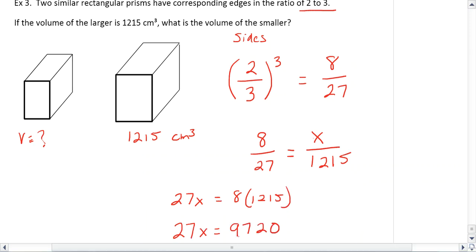When I multiply that, I get 9,720, and then divide both sides by 27 gives me that x is 360. So that means the volume of the small box is 360 centimeters cubed.